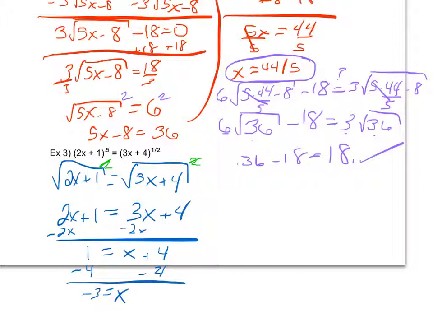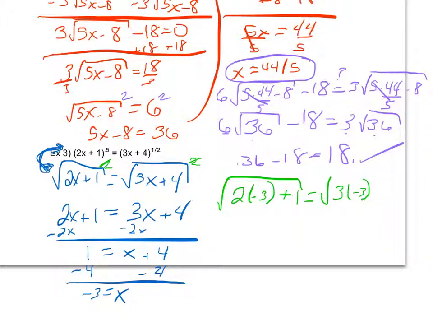I will plug it back into my original problem. I'm going to leave my square root, though, since we haven't talked a lot about fractional exponents. So since these mean the same thing, I'm going to go ahead and just plug into my second one. I get 2 times negative 3 plus 1. Does it equal the square root of 3 times negative 3 plus 4?